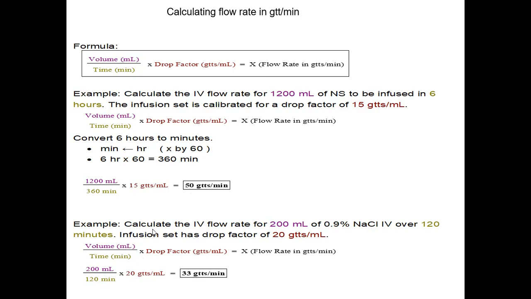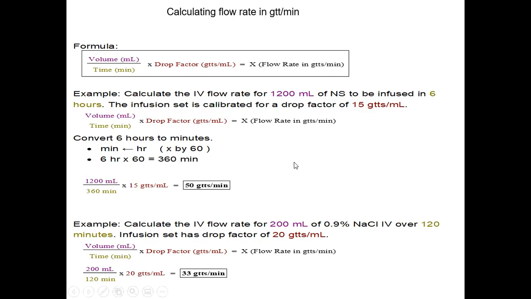Okay, so next one is we're going to calculate the IV flow rate for 200 mLs of normal saline over 120 minutes with a drop factor of 20 drops per mL. So again, you need your total volume in mLs, your total time in minutes, and your drop factor. And here you have your total volume in mLs, so that's 200. Your time is already in minutes, so no conversion there. All right, so it's 200 divided by 120, and then you're going to multiply that times the drop factor. And in this case, it's 20. And that gave you a total of 33 drops per minute.